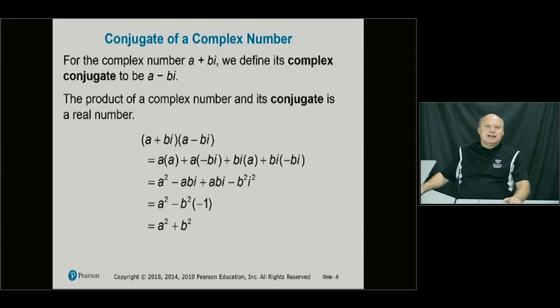Alrighty? So let's multiply this out. Remember, we FOIL again. So what's a times a? And then a times a negative bi, and a times a positive bi, and then bi times negative bi. So it's just a FOIL. Okay? So a times a is a squared, and then a times a negative bi is negative abi, and then bi times a is a positive abi.